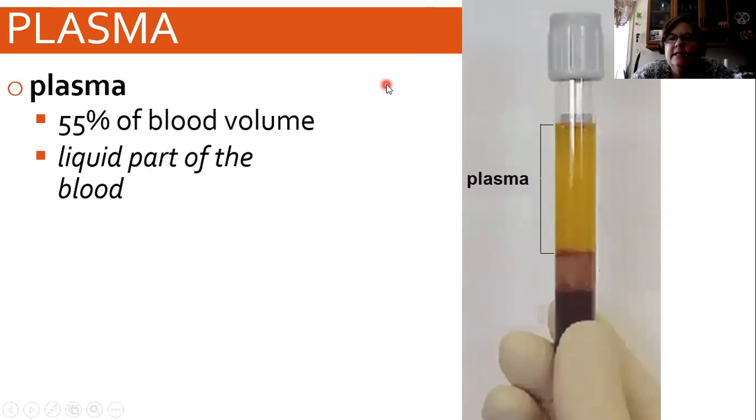So in the chat, I'd just like you to tell me, what's the number one ingredient of plasma? The biggest proportion? What's it mostly made out of? Yes, plasma is mostly water, and then it's got a bunch of stuff dissolved in it, right? But it's mostly water. That's the liquid part of our blood. So we have to remember that.